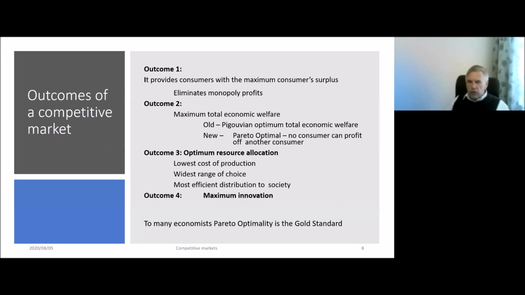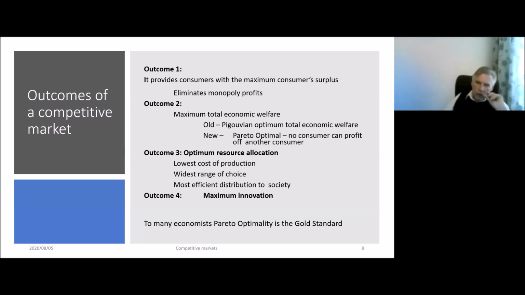And the next thing is the most efficient distribution of those products to society. It doesn't matter where you are. Probably the most well-known example is Coca-Cola. It doesn't matter where you are in the world, on the smallest possible island, there it is. So no other system known to man can achieve that.